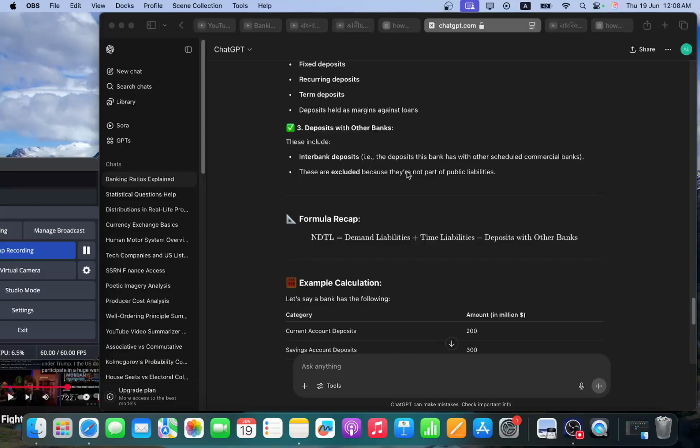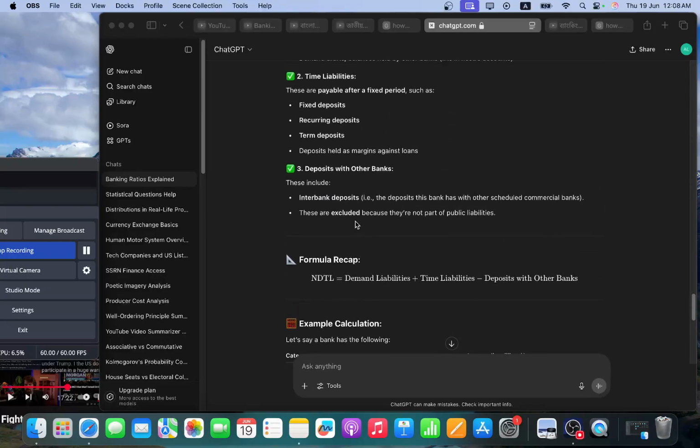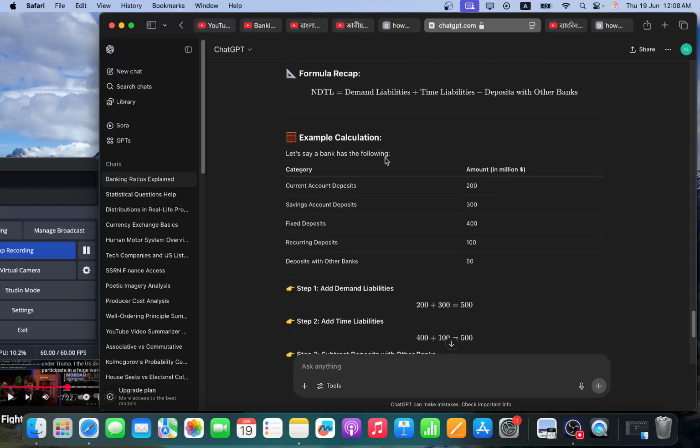These are excluded because they are not part of the liabilities. The formula is basically NDTL equals demand liabilities plus time liabilities minus deposits with other banks. Why are these excluded? Because they are not part of public liabilities. Okay, I understand.